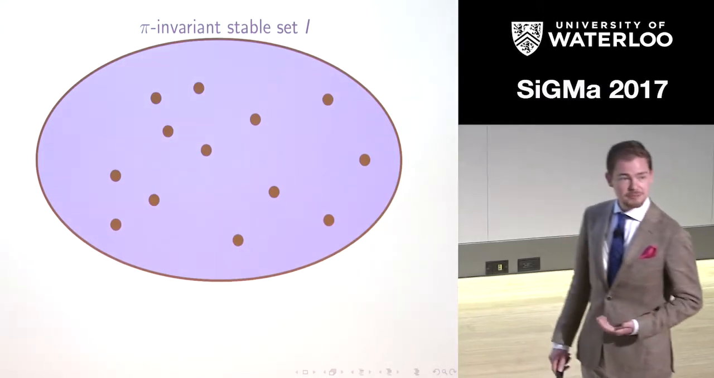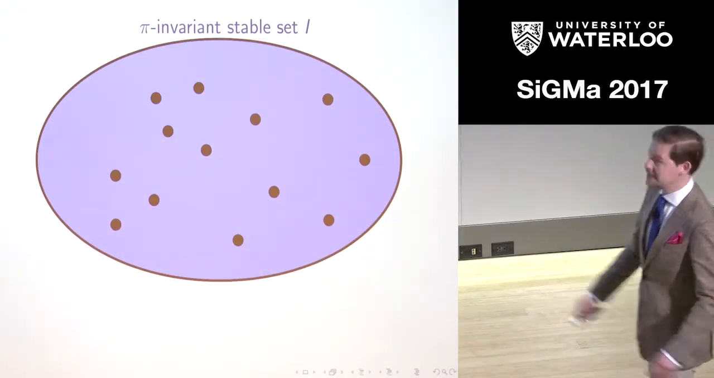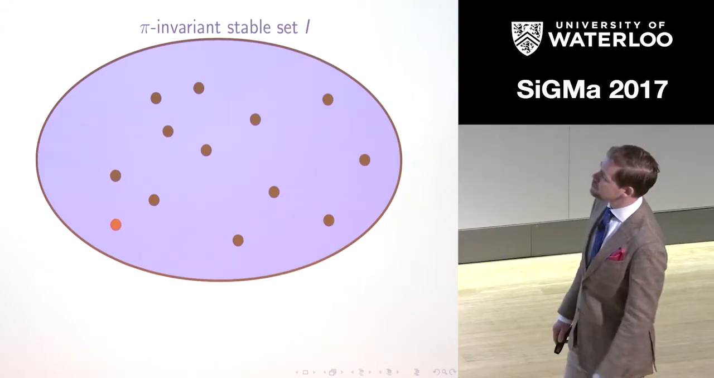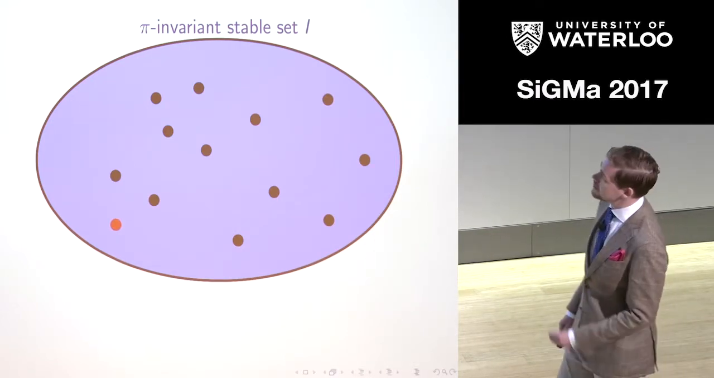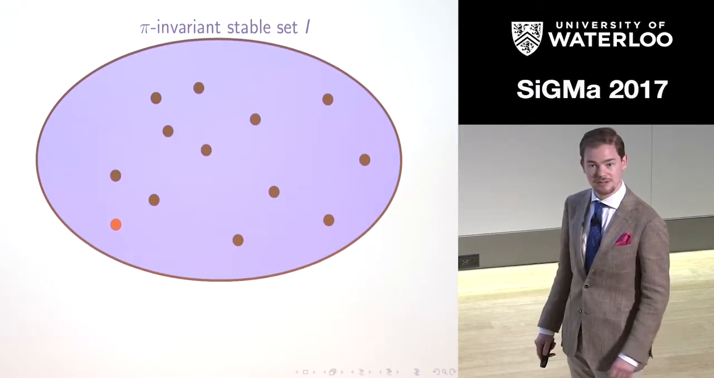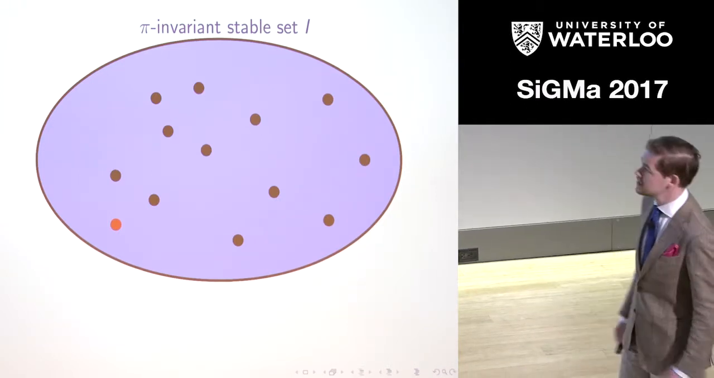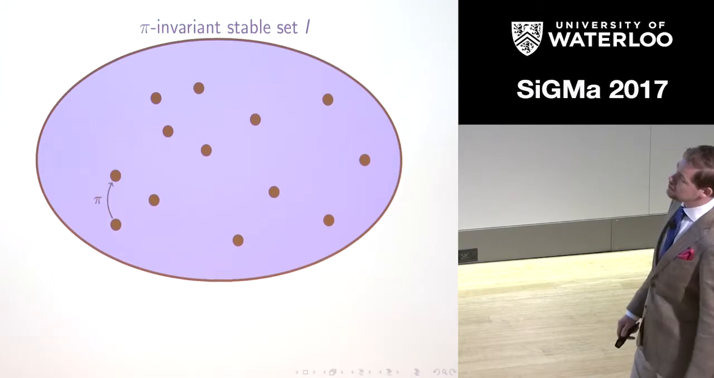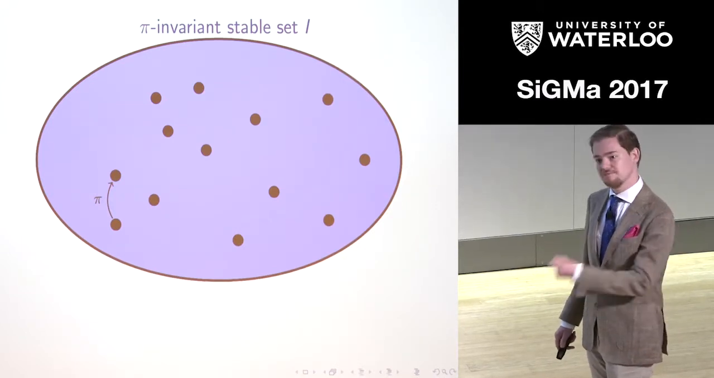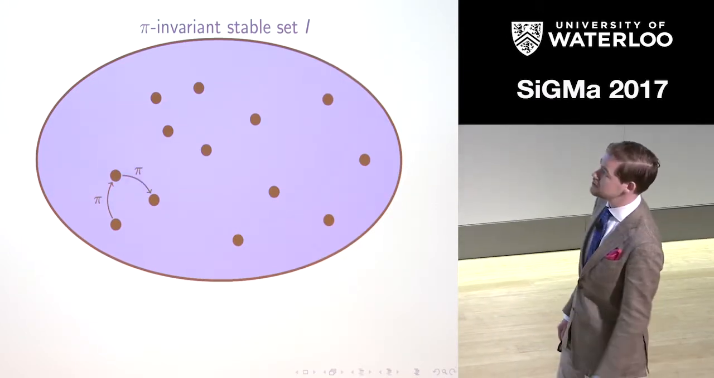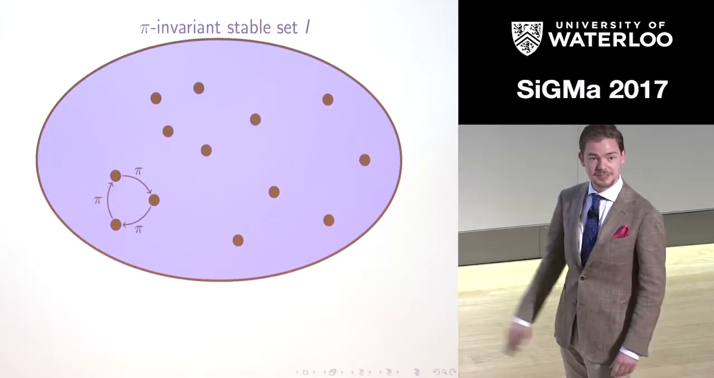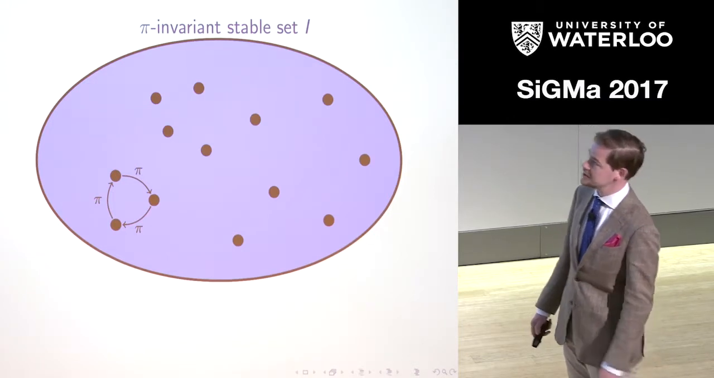So we want to talk about pi invariant stable sets. Let's take any pi invariant stable set right here, and suppose that we pick a vertex, so this one. Then since the stable set is pi invariant, if I take the pi image of this vertex, it must be in the same stable set. So it might be the vertex over there. And if I take the pi image of that one, it must still be in the stable set, so it may be that one over there. At a certain point, I complete a circle, and I have a nice cycle in my stable set.